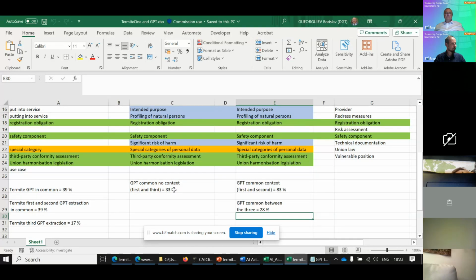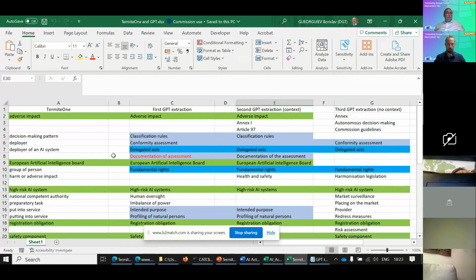When we extract terms, we can get results which are very different between the different extractions. And we consider this an advantage of TermiteOne. It gets exactly the same results every time. When we submit the same text to TermiteOne, we will get exactly the same terms, every time we do it.